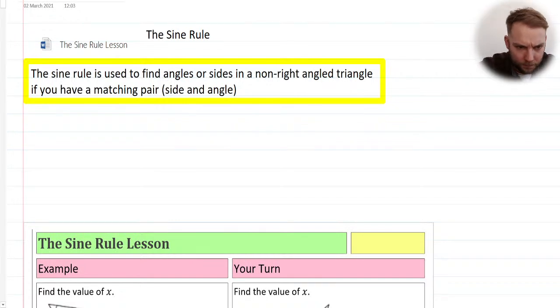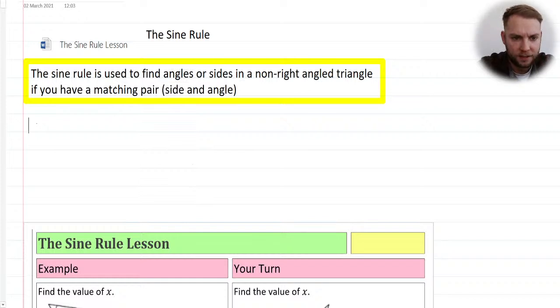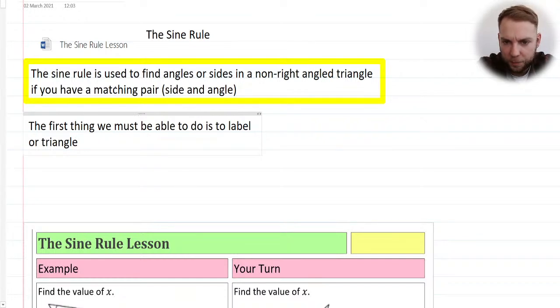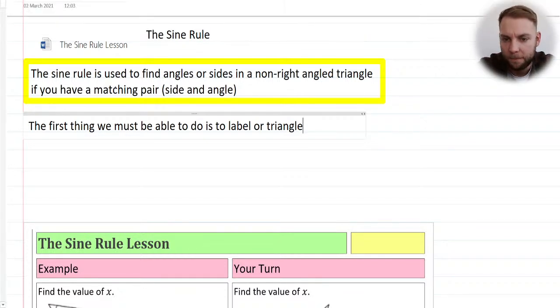So, let's do this first actually. So the first thing we must be able to do is to label our triangle. So the first thing we must be able to do is to label our triangle. So I'll show you what I mean. Let's give myself a little bit more space here.